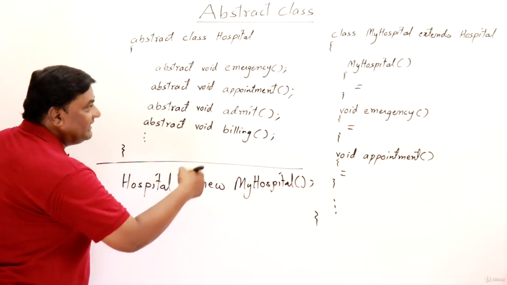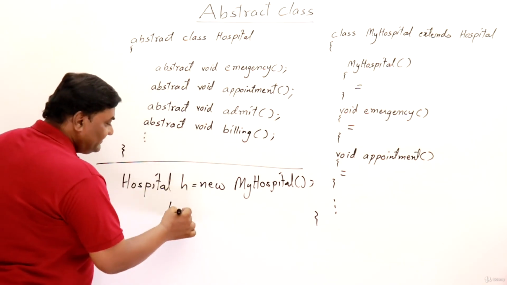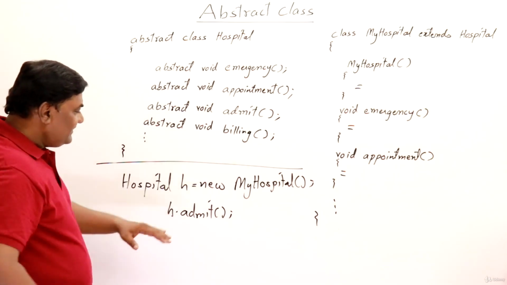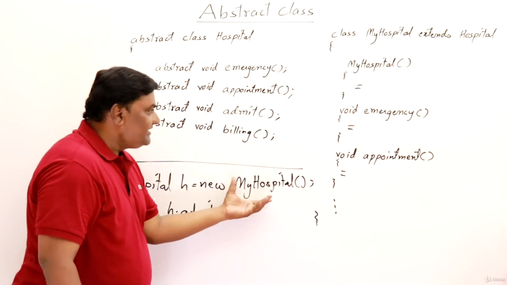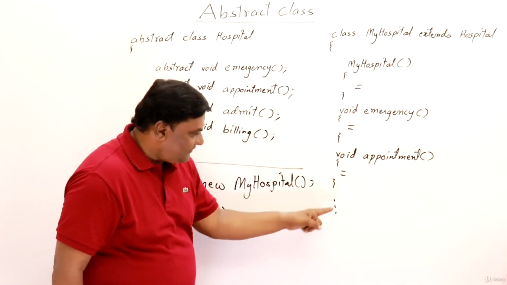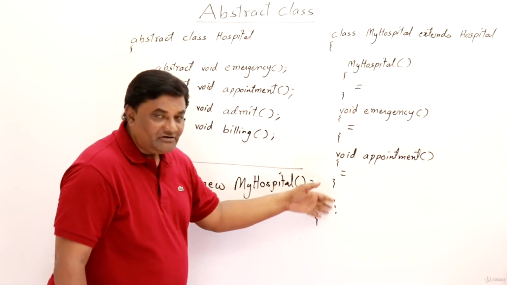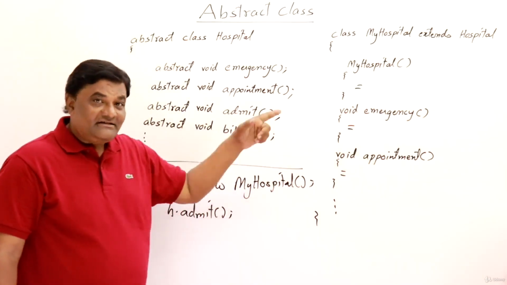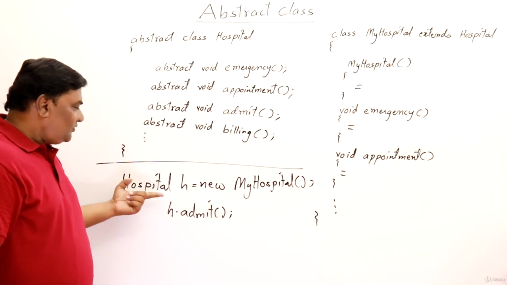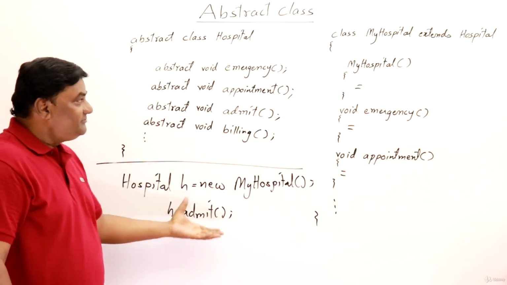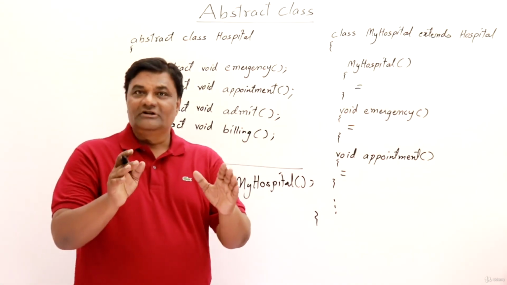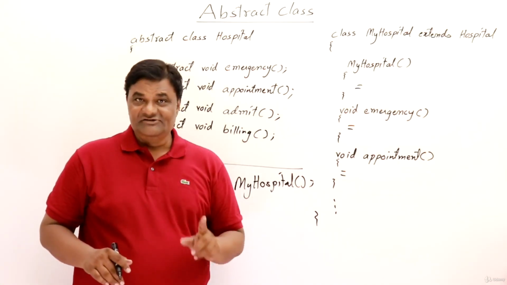And when they call h dot any of these methods, like admit, then whose method will be called? We know very well that methods are called based on the object. The admit method present here, I have not written it; the dot dot dot means you can elaborate it. So the admit method of the object will be called, though the reference is this one and the object is this one. So that's it.